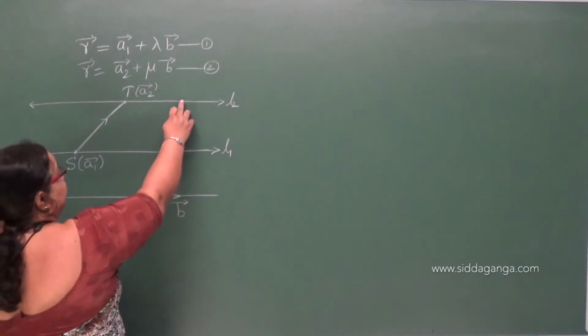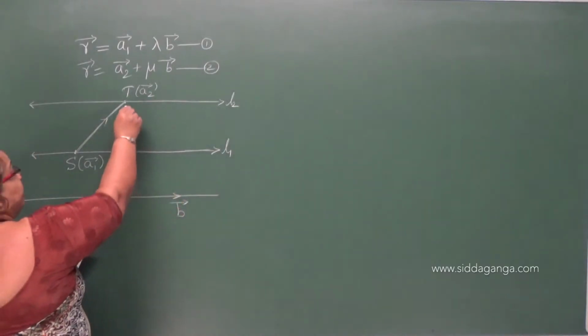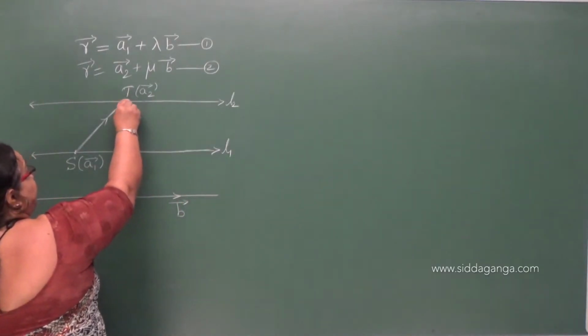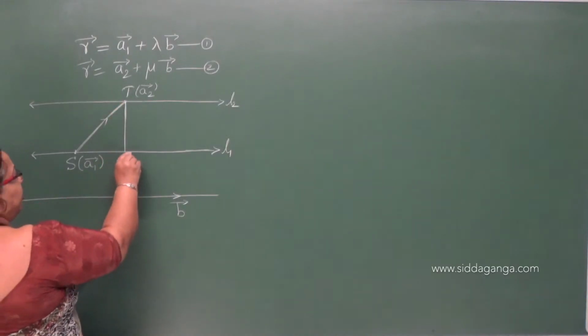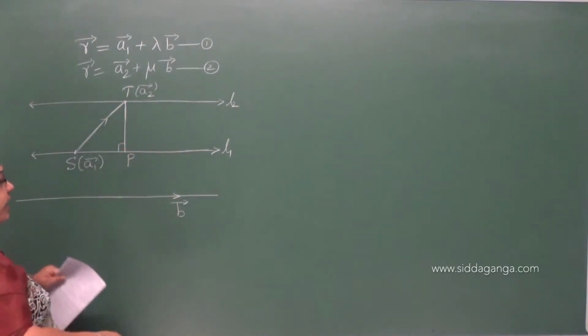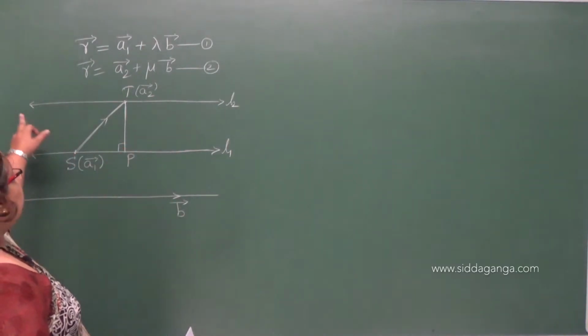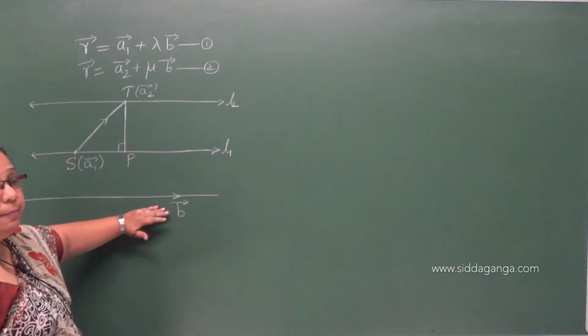Now, between these two lines, if I need the distance, there is this point on line L2. So you draw a perpendicular line. Now you draw TP perpendicular to the line L1. The second line is also parallel to vector B.